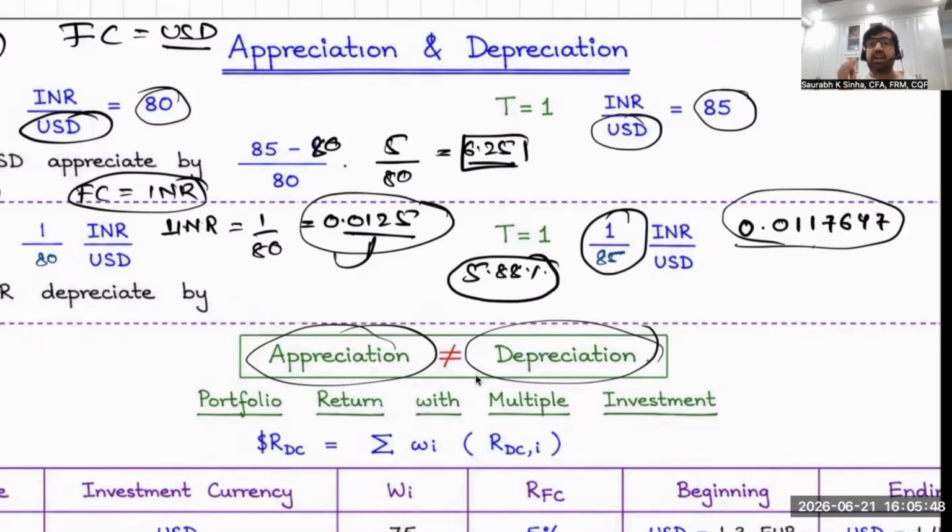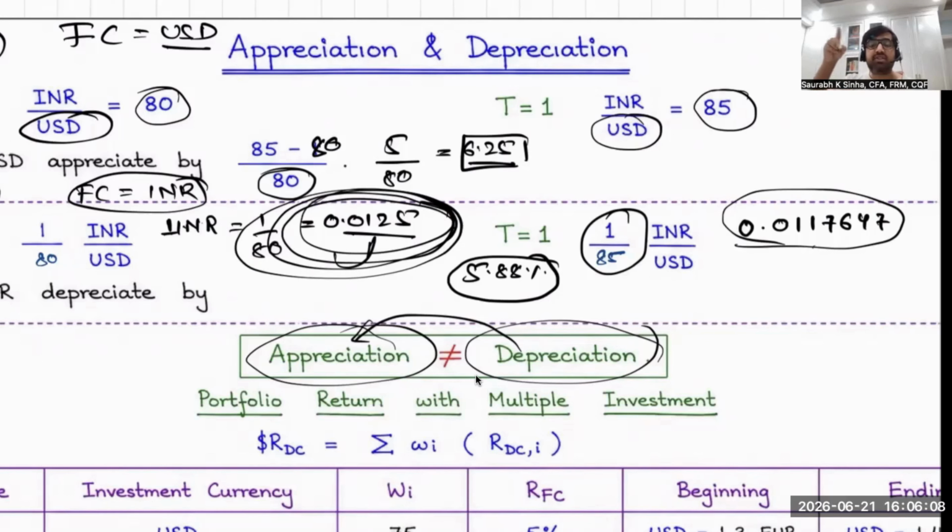The depreciation in INR for the same change in FX rate is different from the appreciation in USD. Because when you're calculating, here the base was 80, and here in the calculation of appreciation or depreciation of INR, the base was 0.0125. And therefore, it cannot be identical.